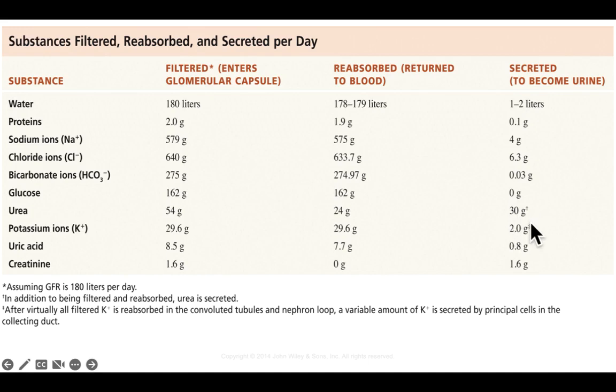Potassium's variable. Kind of depends on if you have high potassium or not in your diet. Uric acid is a waste. Creatinine, not creatine, creatinine is a waste. So it's going to be in urine. So if you look at this column, these are some of the things you find in urine.